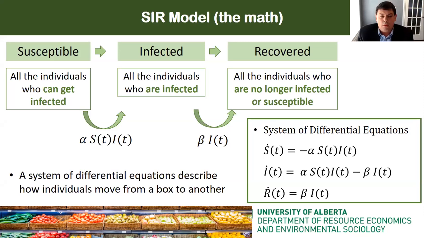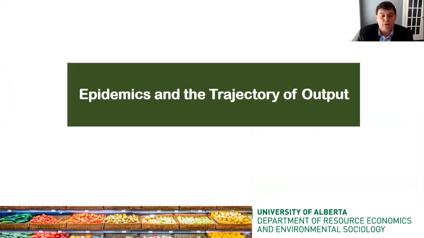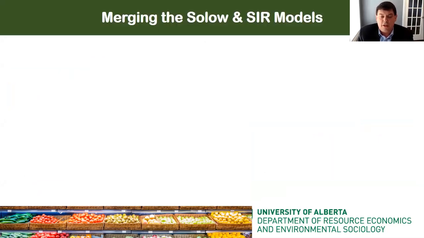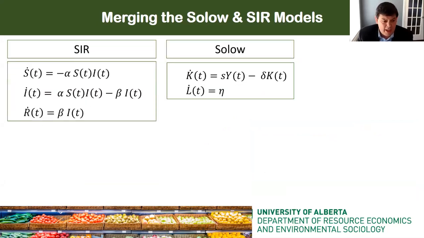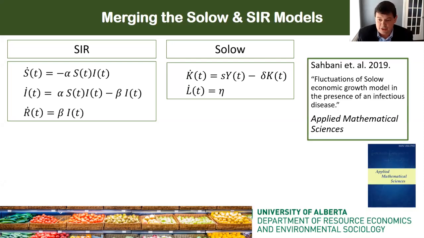Right, so what's the idea now? Why don't we look at the economy and the epidemic in one system? Because look, we have the simple Solow model that is described by a system of differential equations. And we also have an epidemiologic model that is described also by a system of differential equations. So why not put these two systems together so that I can see how changes in the epidemic affect the economy using these two simple models. And this is exactly what Sabini and others did in a paper published really recently, December 2019, just a few months ago. They published this paper in Applied Mathematical Sciences.